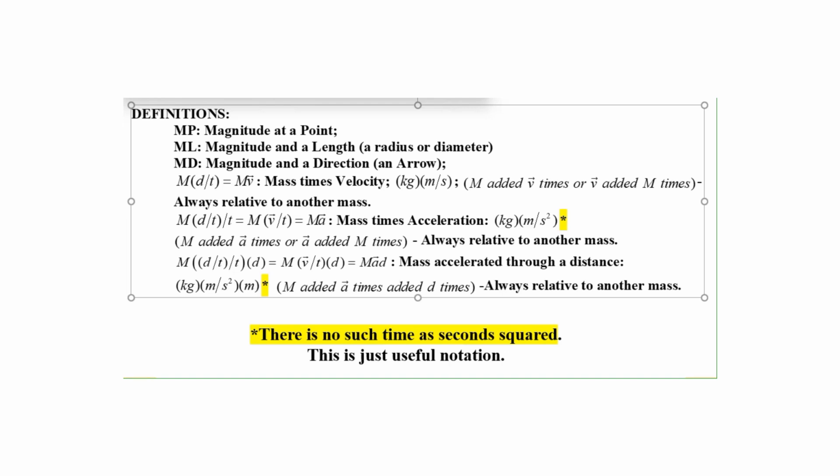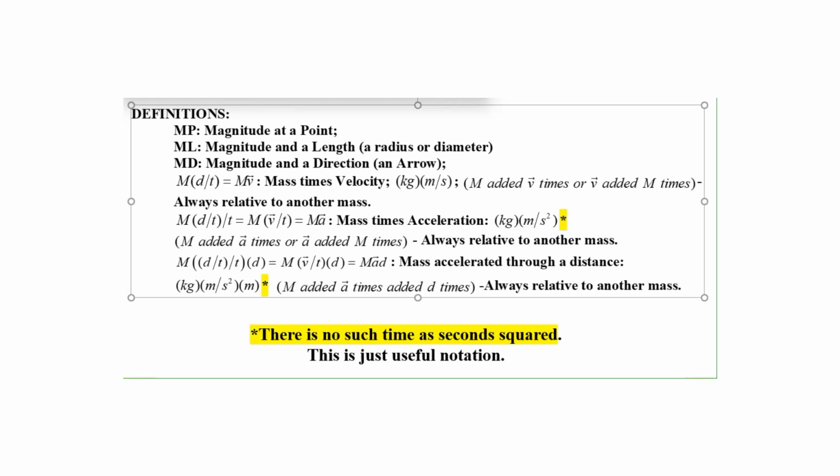Mass times distance divided by time is mass times velocity divided by time, which is mass times acceleration. This is kilograms meters per second squared*. There's no such thing as second squared. This is just useful notation. That is mass added A times or A added M times, always relative to another mass.